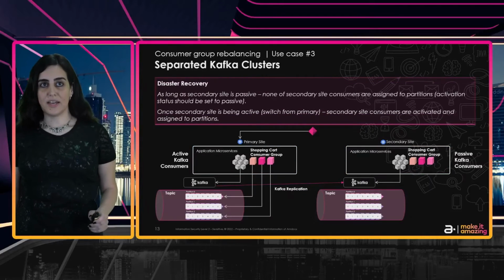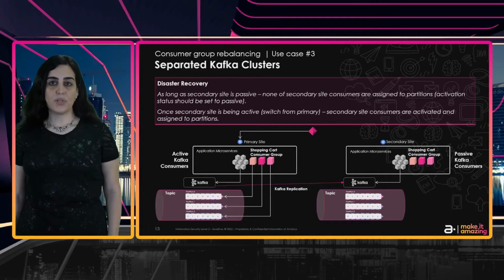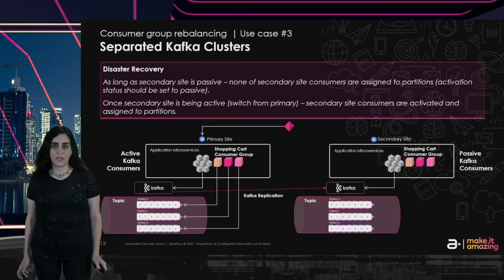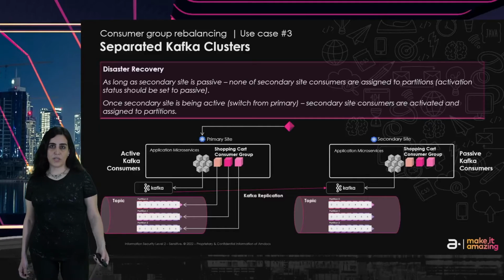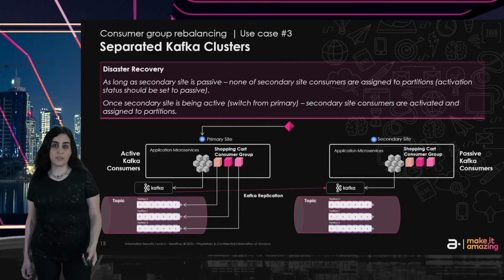Okay, and another scenario is a fully separated Kafka cluster. So here, for example, we have the disaster recovery scenario and the active-passive model. Here we have our production running on the primary site, and we connect from the primary site to the primary Kafka cluster. But then for backup, in order to support a failover scenario, we deploy our application also on the secondary site.